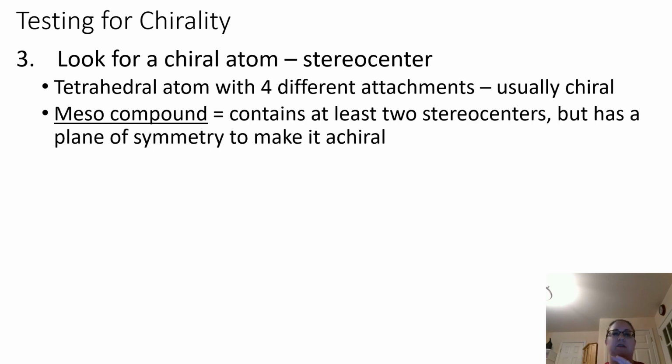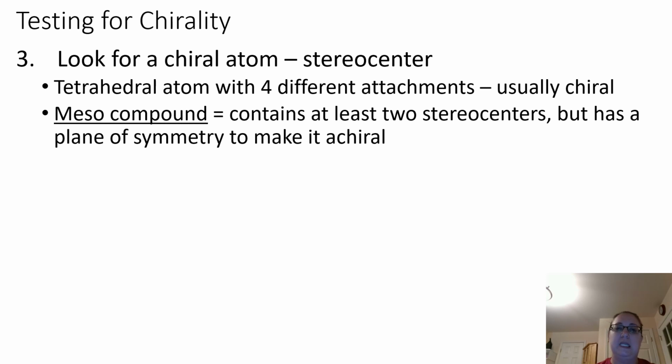One of the exceptions to the stereocenters and just looking for a stereocenter alone is what we're going to call a mesocompound. Mesocompounds contain at least 2 stereocenters but it has a plane of symmetry to make it achiral. So if you think back to those first couple structures that we drew, with the 4-carbon chain and the 2 bromines, it had stereocenters on it. Each one of those carbon atoms had 4 different attachments, carbon atom number 2 and carbon atom number 3.